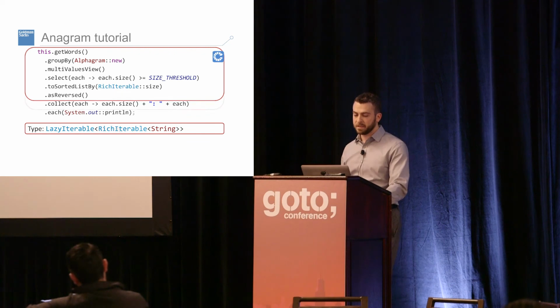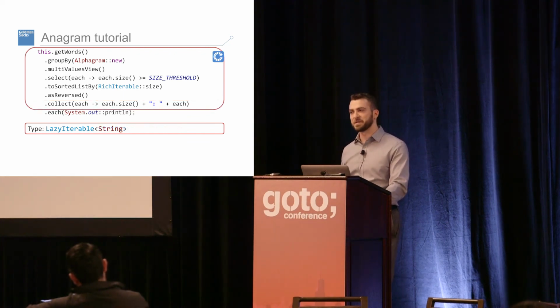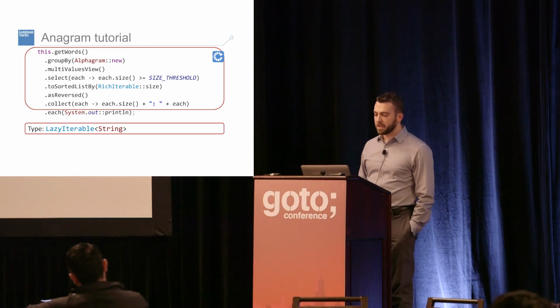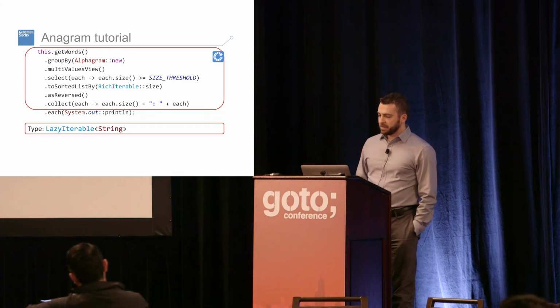Next, I'm going to collect. This is our collect, not streams' collect, so this means map. I'm mapping each thing to a string, and so it wound up not mattering that the inner collections were lists, because I could do that on any rich iterable. And finally, I print out using each. All right, that's it for the return types here.